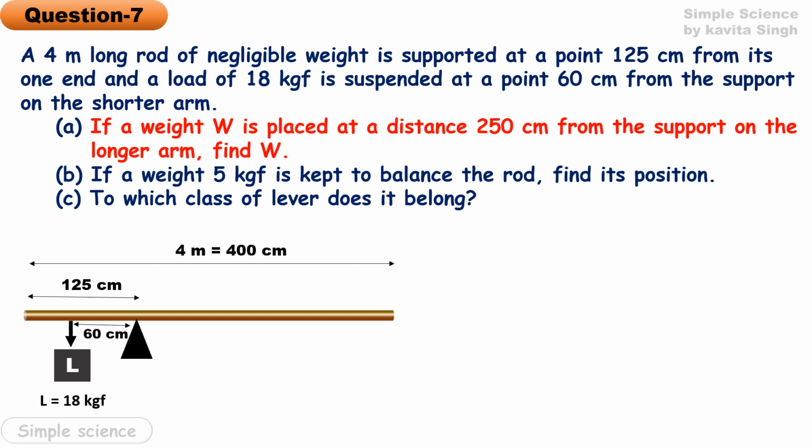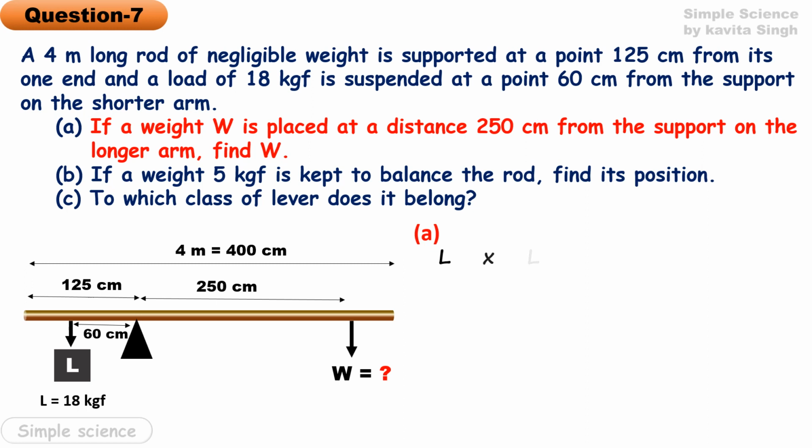Now the first part, A part. If a weight W is suspended at a distance 250 centimeter from the fulcrum, from the support on the longer arm, find W. Now what is given here? What do you have to calculate? We have to calculate W. Load arm is 60 centimeter, effort arm is 250 centimeter, load value is given, 18 kgf, and effort, that means W, you have to calculate.